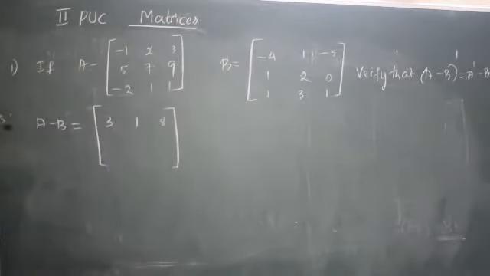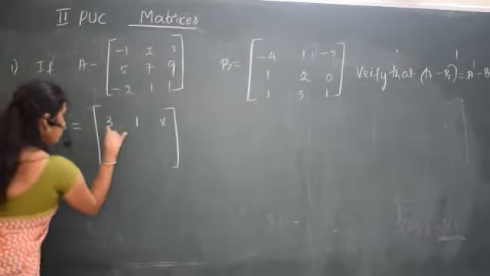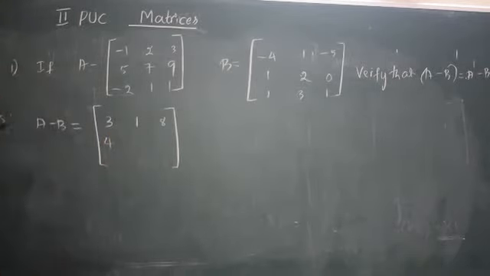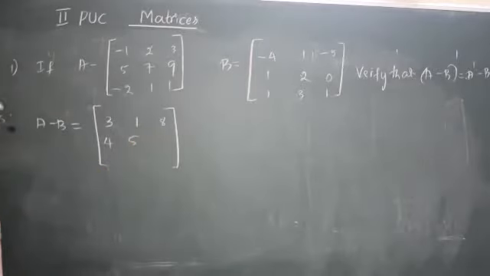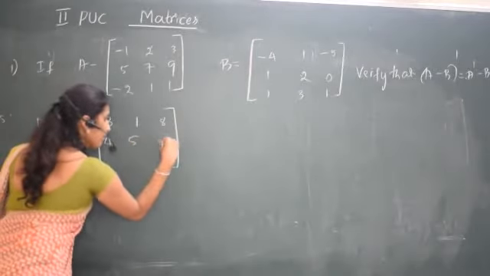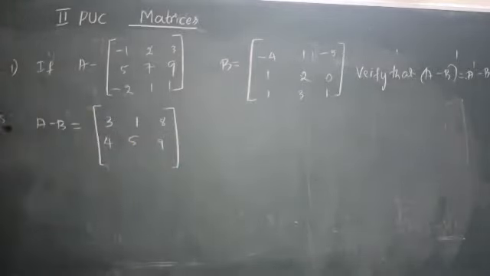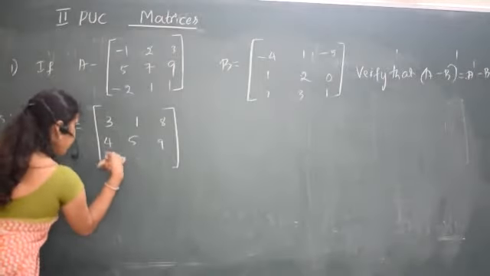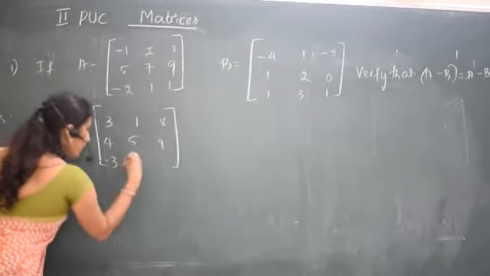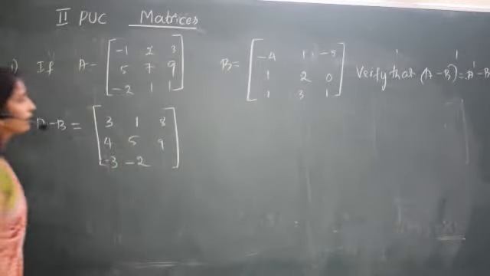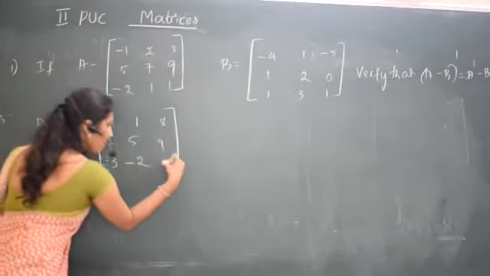The next one is 5 minus 1, which is 4. Then 7 minus 2 is 5. Then 9 minus 0 is 9. Then -2 minus 1 is -3. Then 1 minus 3 is -2. Then 1 minus 1 is 0.